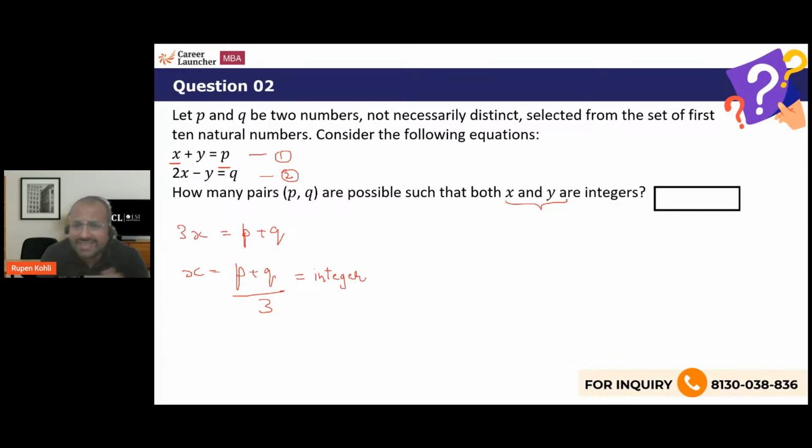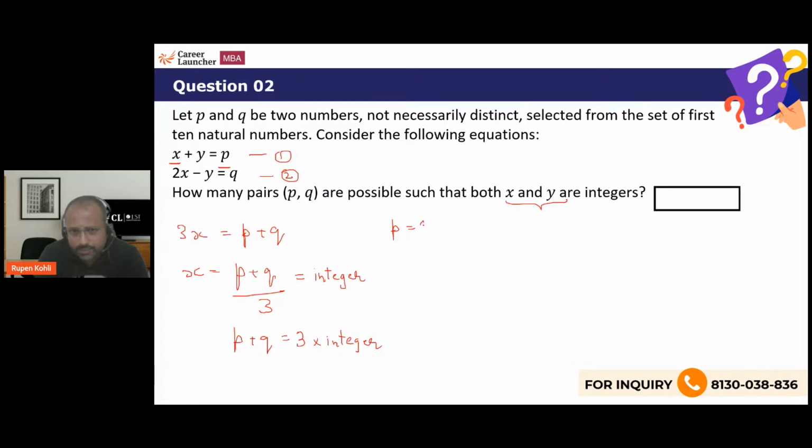So (P plus Q) by 3 is an integer means P plus Q should be a multiple of 3. It's 3 into an integer, it's a multiple of 3. And then we have on top of that P and Q falling in a certain range, right? So now this becomes a counting problem, right? We have to count, and I don't think we can count this just directly. We have to actually manually figure it out, right? So let's start putting values of P, and let's correlate what combination of values Q can take. Let's see what happens.